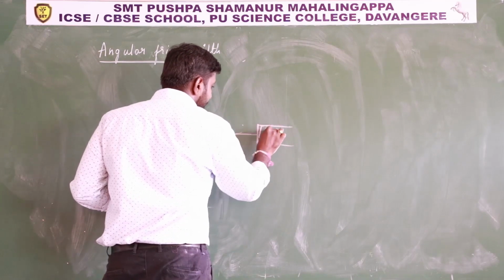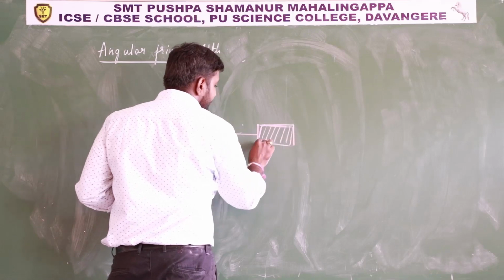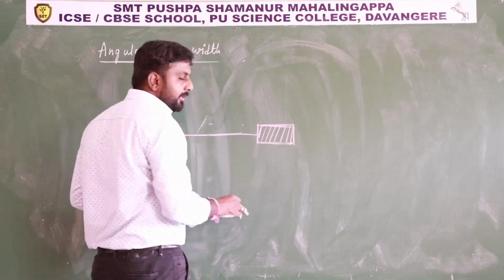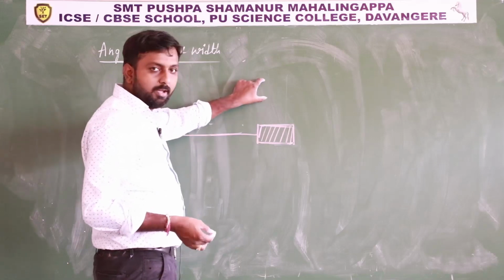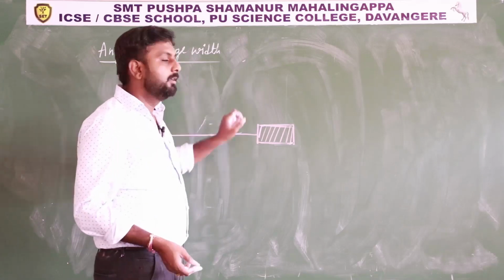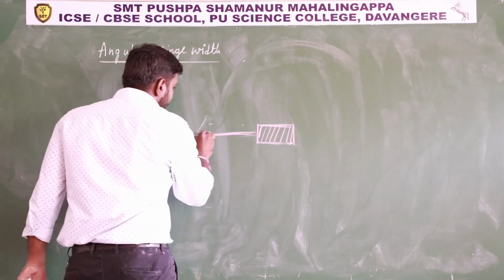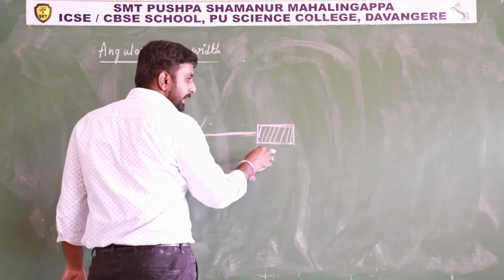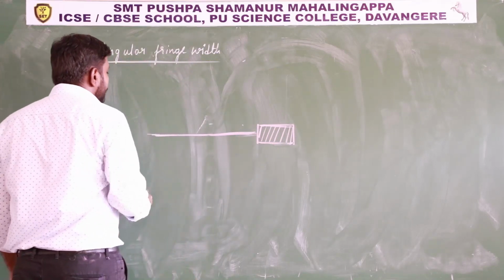Bright fringe is also called maxima. Dark fringe is also called minima. And in the interference pattern, the width of the bright fringe and dark fringe is the same, equal. And intensity is maximum for bright fringe, 0 for dark fringes.